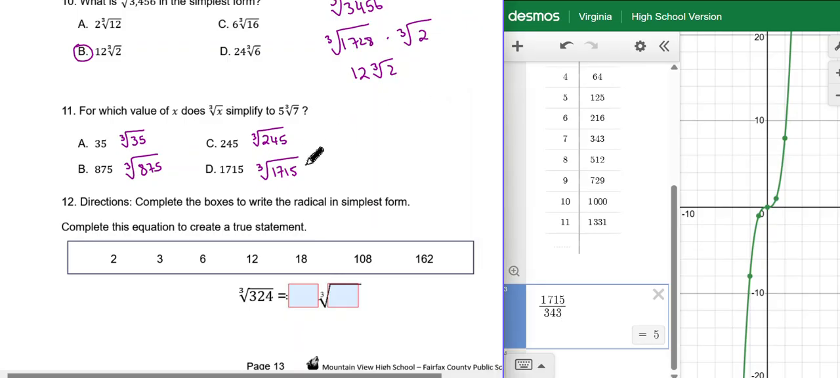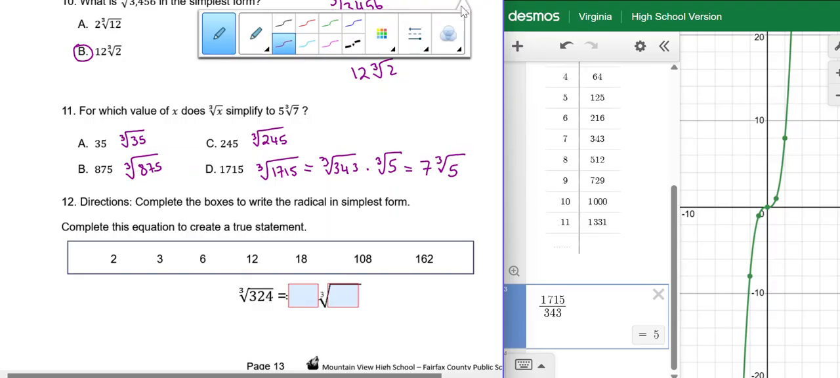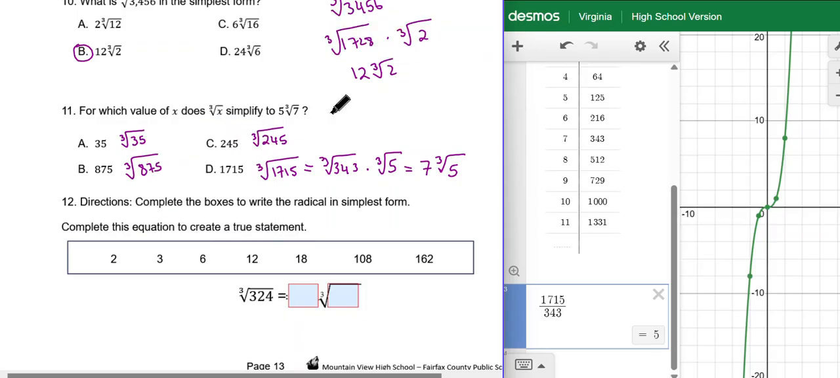So this is the same thing as cube root of 343. That's a cube root. Times cube root of 5. Now, the cube root of 343 is what? 7, right? So this is just 7 cube root of 5. We are trying to look for this answer, 5 cube root of 7. This one gave me 7 cube root of 5. Close enough.